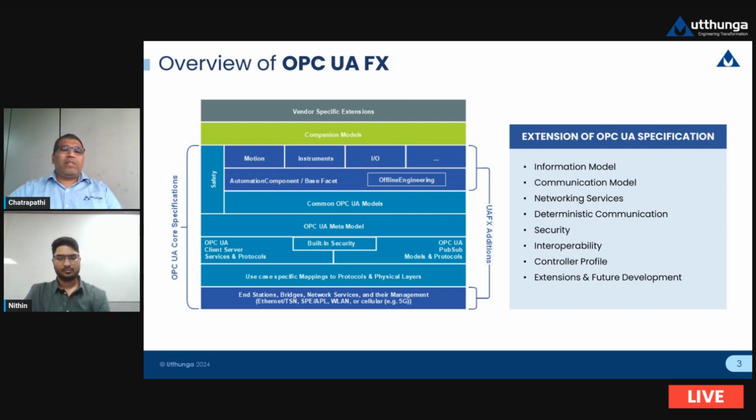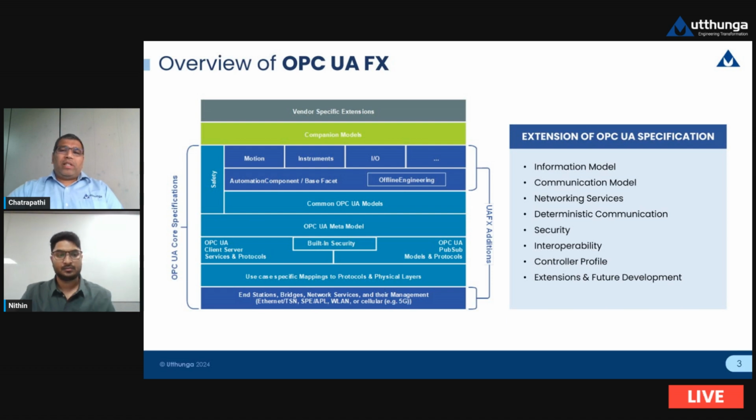And the communication model has been defined on how to establish communication, monitor it, and maintain it, and so on, and different network services as well, such as discovering the topology or identifying the assets on the network, and using time synchronization mechanisms to have more deterministic data exchange. And to have deterministic communication, TSN has been adopted.